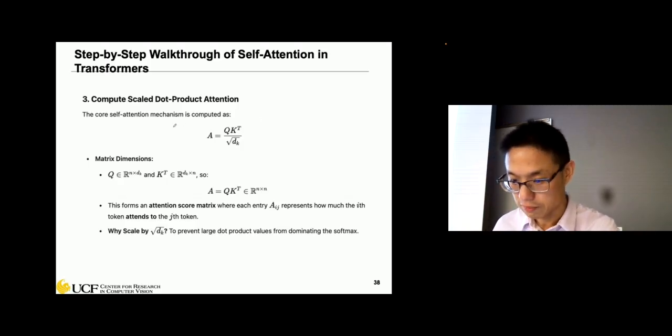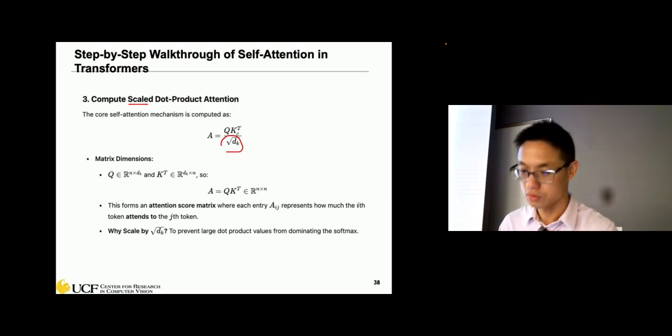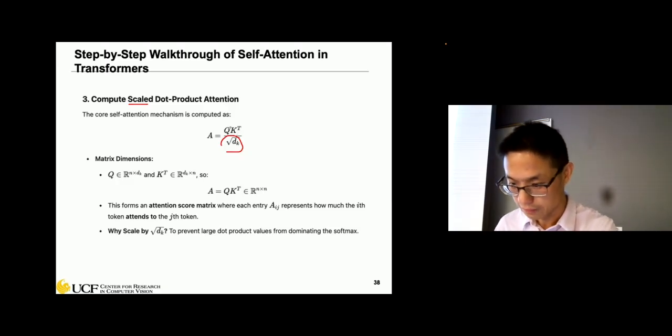Then the next step is we compute the scaled dot product attention. Scaled means we have some scaling right here. This is the dot product, if you consider each individual vector in these weight matrices. And so we compute, basically, this is your attention weight matrix, A.